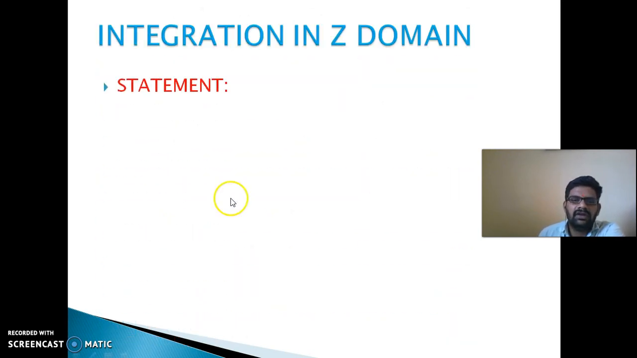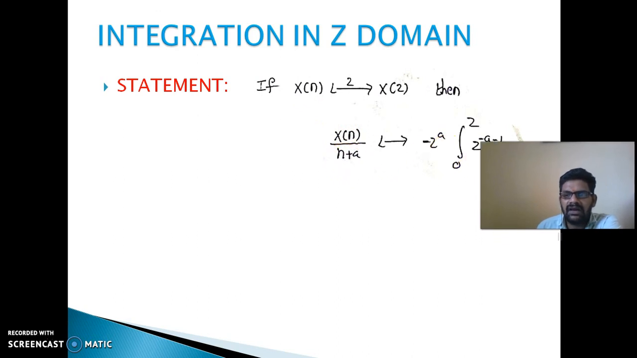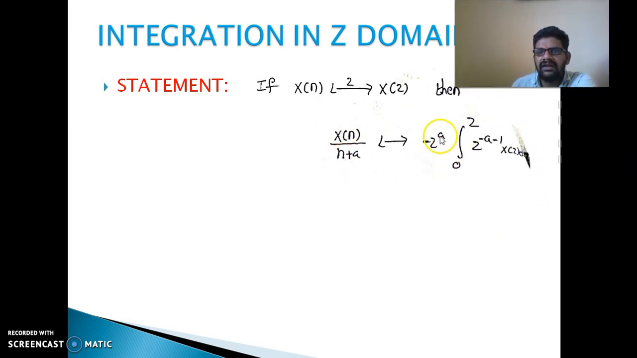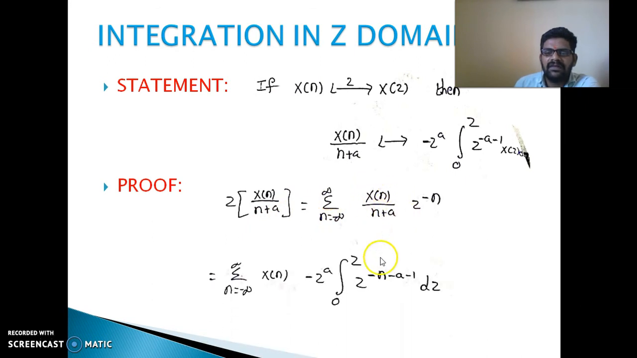So integration in Z. Integration in Z: if x of n is a Z transform pair with X of Z, then x of n by n plus a is a Z transform pair with minus Z power a integral 0 to Z of Z power minus a minus 1 into X of Z dz. The proof. So Z transform of x of n by n plus a is equal to sigma n equal to minus infinity to plus infinity x of n by n plus a Z power minus n.